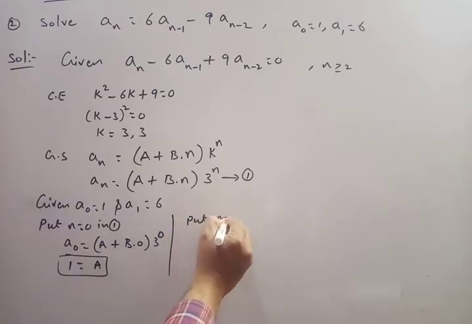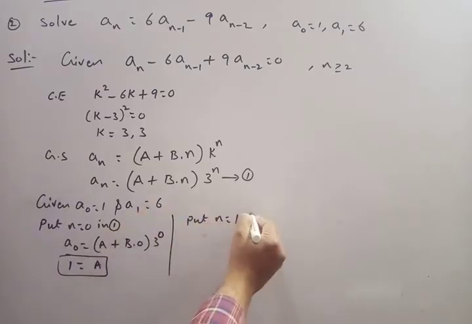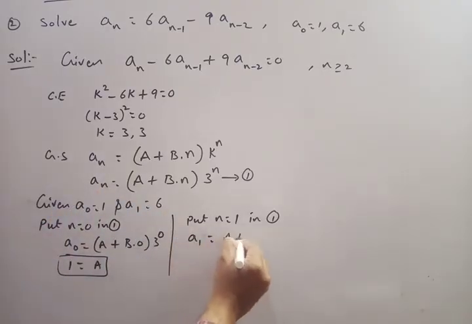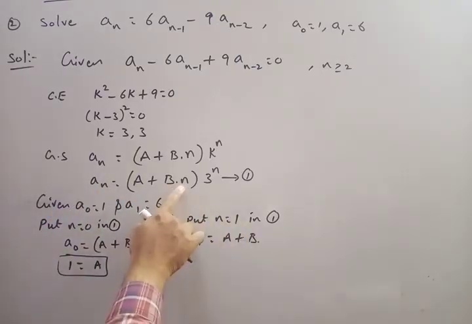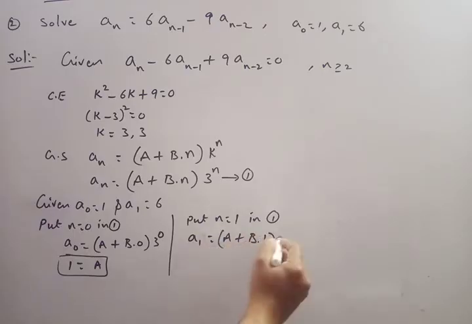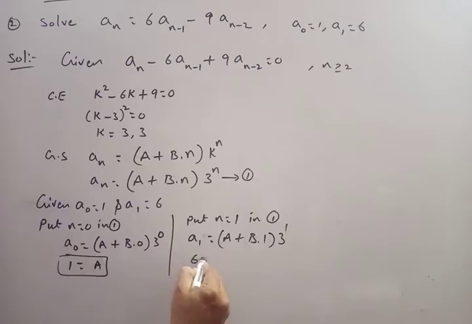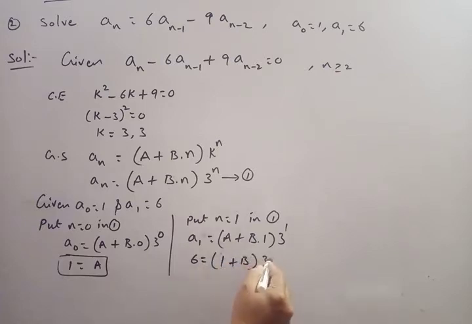Next what we have to do? Put n is equal to 1 in 1. So what do I get here? A1 is equal to a plus b into, in place of n you have to write 1. So b into 1, 3 power 1. So A1 value is how much? Already he gave 6. A also we know, what is the a value? Already a is 1. So 1 plus b into 3 power 1. So 3 twos are 6. 2 is equal to 1 plus b. 1 will come this side. b is equal to how much? 1.